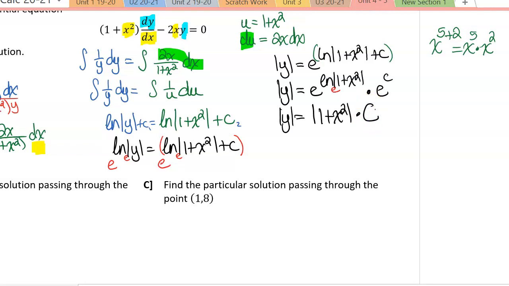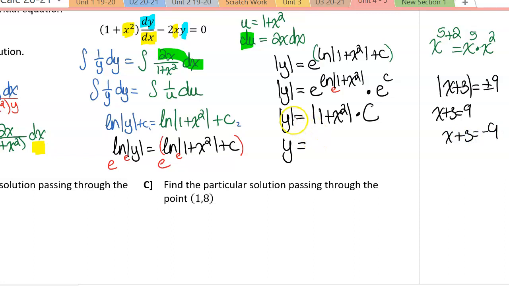And if we remember, in order to know how to finish this up, we're going to have it written as just y. When we think about the absolute value of x plus 3 equals, let's say, plus or minus 9, then we would write that as x plus 3 equals 9, x plus 3 equals negative 9. So applying it to this, since we got rid of those absolute values, it has to be plus or minus the absolute value of 1 plus x squared times c. Or we could put c first.